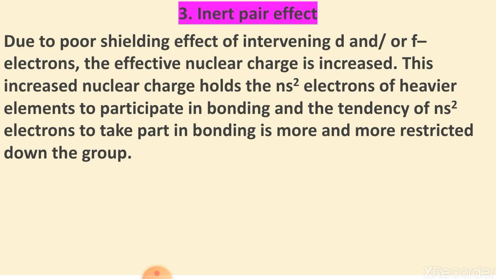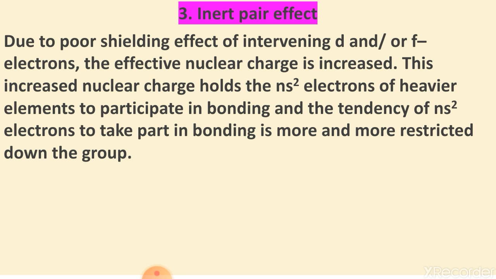So these are basically anomalous behavior. Now dear students, you have to know about the inert pair effect. This effect only applies in the p block elements. So now dear students, due to poor shielding effect of intervening d and or f electrons, the effective nuclear charge is increased.